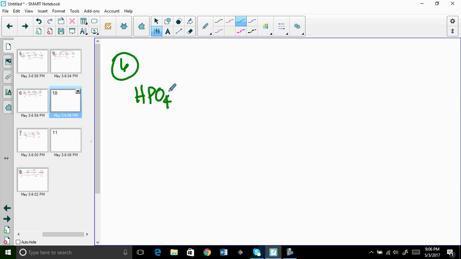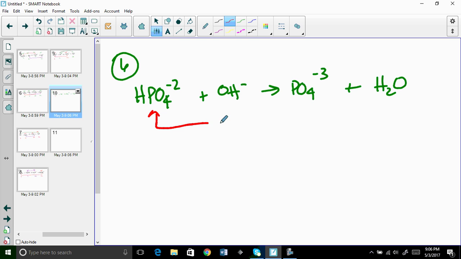HPO4 minus 2 plus OH minus. This is what would happen. This would go to PO4 minus 3, and this would go to H2O. So then when I grab my colors, this has to pair with this, and this has to pair with this, because these are the only two that have phosphorus.